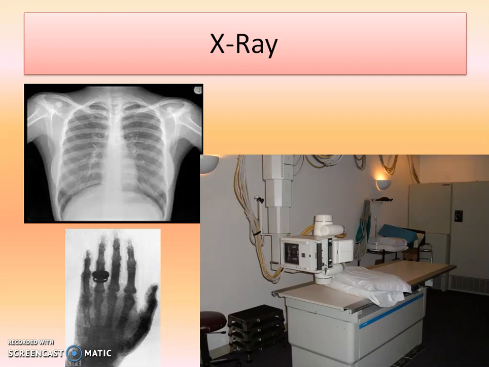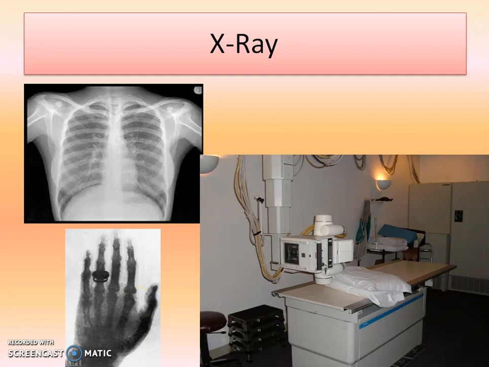X-rays are types of radiation that can be used to look into your body without surgery. X-rays are photons of energy which are absorbed at different rates by the body, and it's this pattern that creates the X-ray image. You can see the X-ray image here, and this is the machinery used to take the X-ray image.